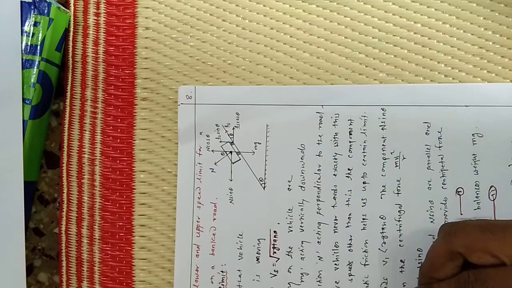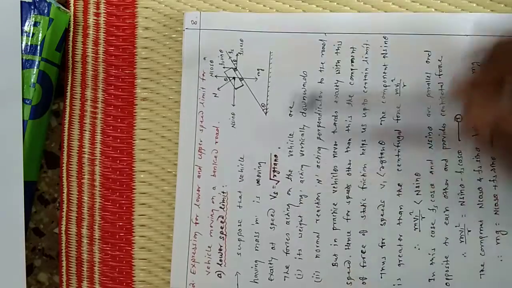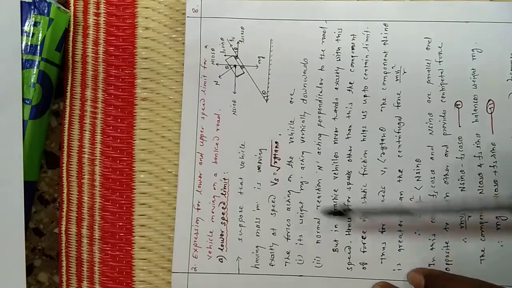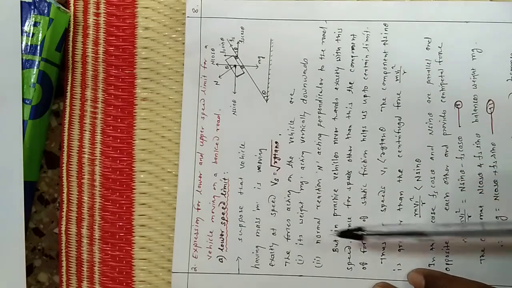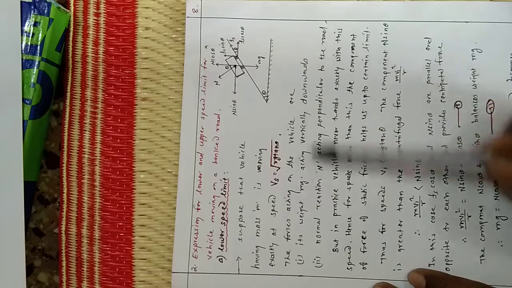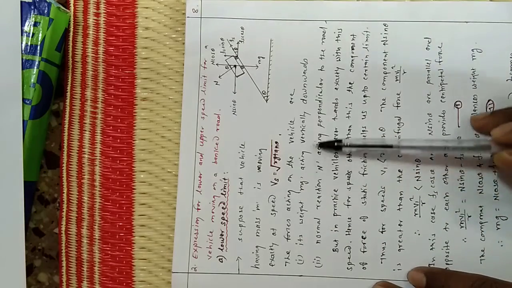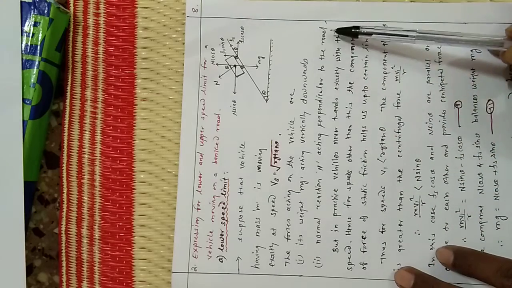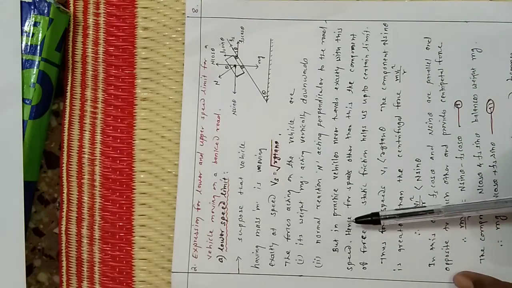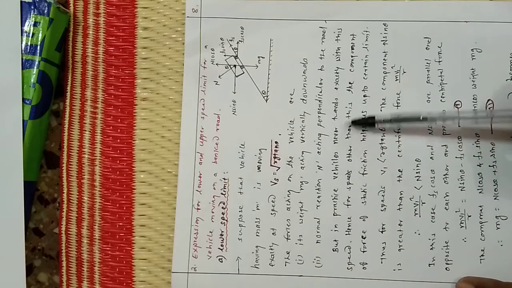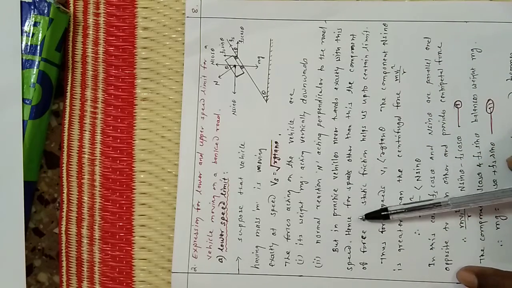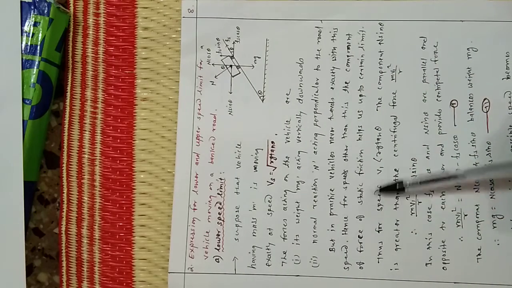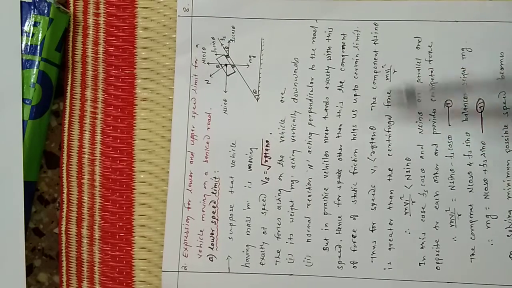Now the theory part of this article is like this. Suppose that the vehicle having mass m is moving exactly with the speed vs is equal to under root rg tan theta. In this case, the forces acting on the vehicle are, number one, its weight mg acting vertically downward, and the normal reaction n acting perpendicular to the road surface. But in practice, a vehicle never travels exactly with this speed. Hence, for speeds other than this, the component of force of static friction helps us up to a certain limit.